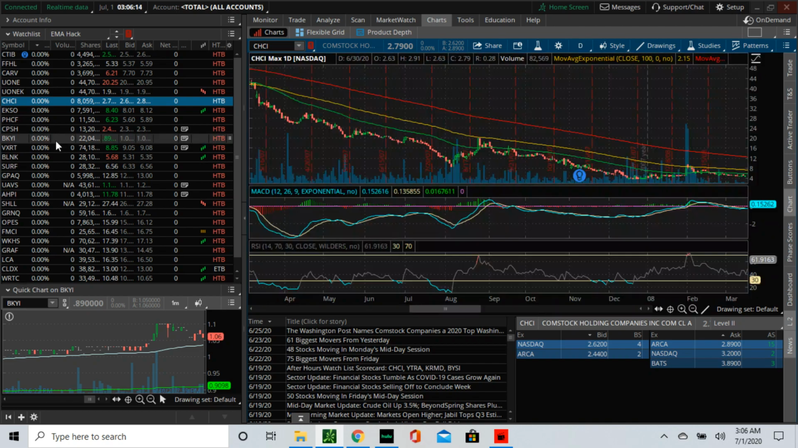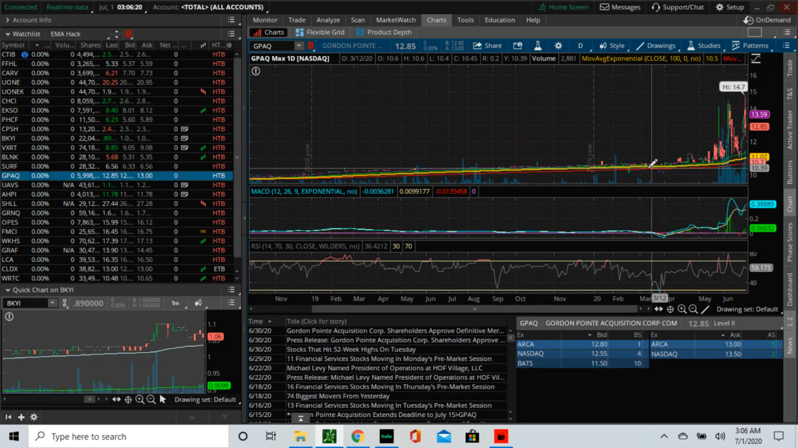There's so many of these stocks. GPAQ, that was another one. It was trading along the EMA, and then it just spiked on up. It had some clusterfuck in the middle, but it was going higher, right? And it probably could still go higher because it still has some opportunity to move a little higher.